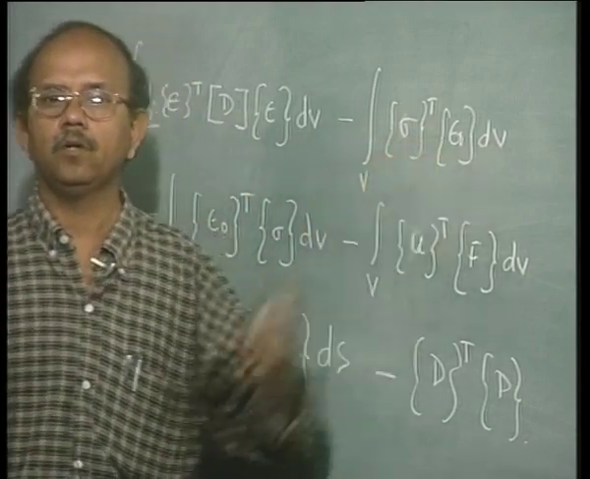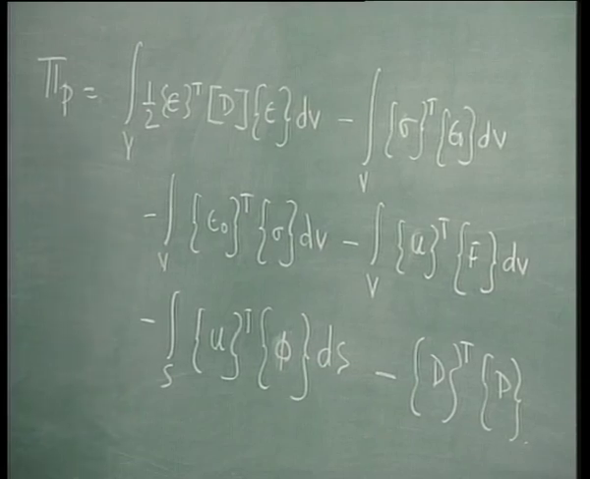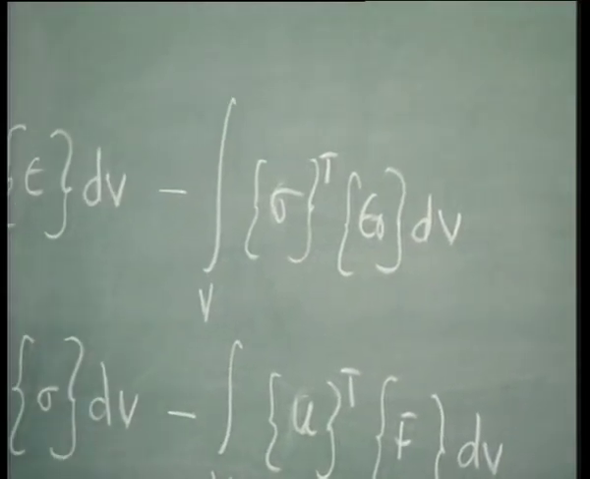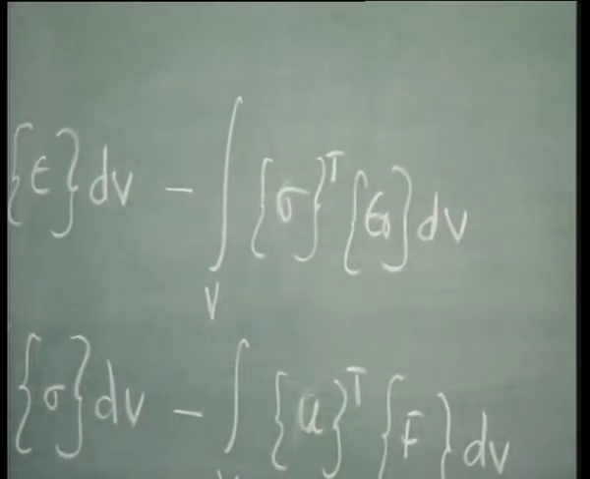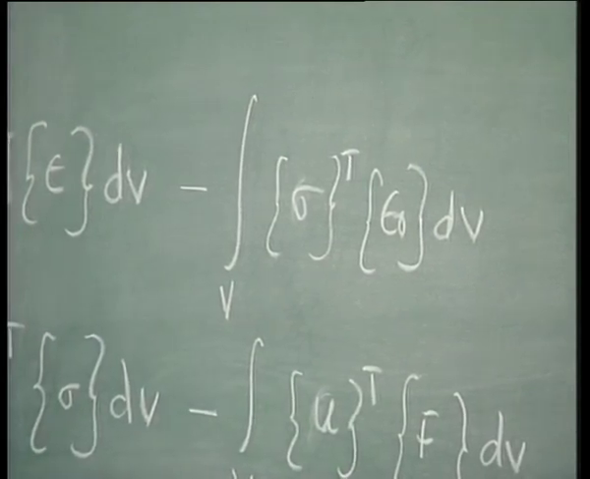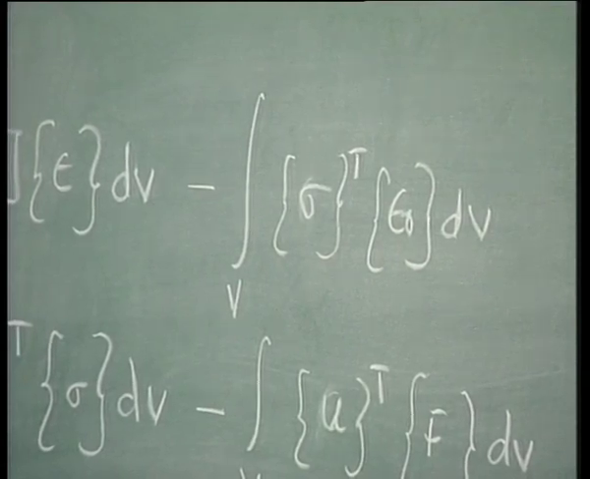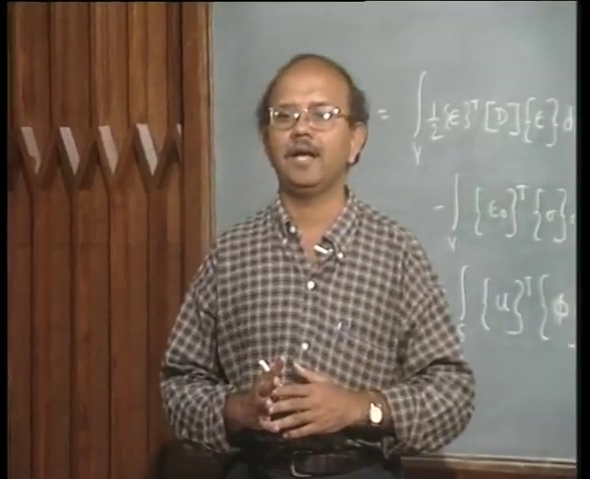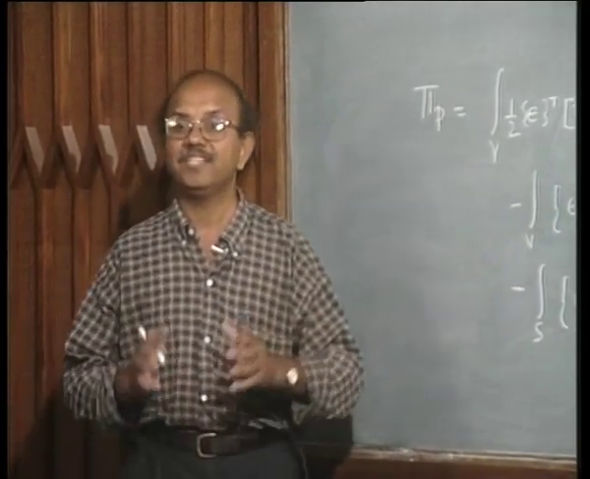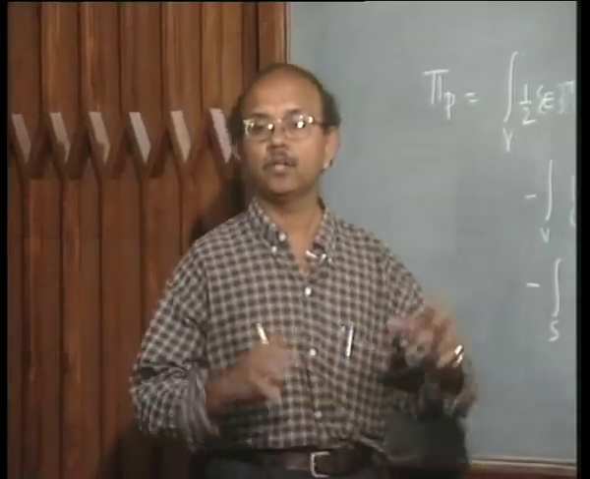Look at the second term. You have now a new term called epsilon 0. Now in this case, what we have essentially done is to consider a body with an initial strain and an initial stress. Let us see what happens to a body when there is an initial strain and an initial stress. So epsilon 0 is an initial strain, and sigma 0, which comes in the next term, is the initial stress.